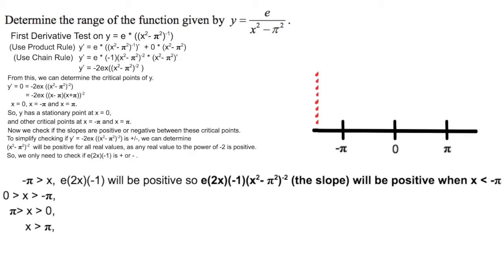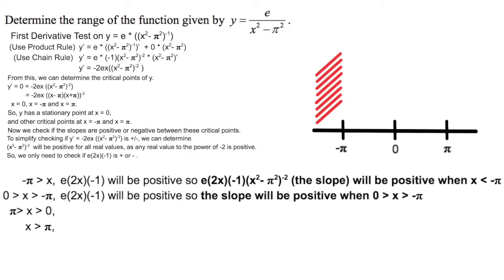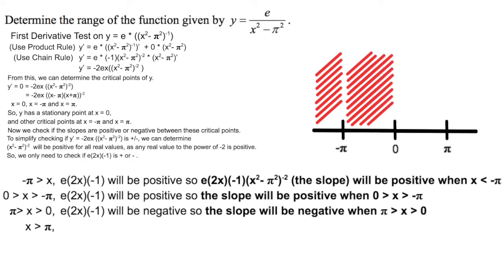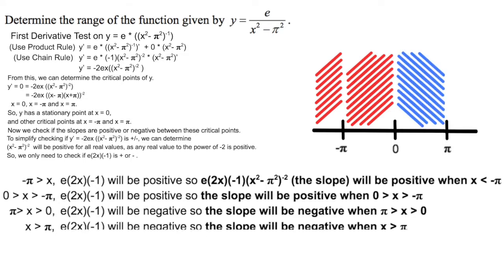So that means the slope will be positive when x is less than negative pi. When x is greater than negative pi but less than 0, e times 2x times negative 1 will be positive. So the slope will be positive when x is greater than negative pi and less than 0. When x is greater than 0 but less than pi, e times 2x times negative 1 will be negative. So the slope will be negative. When x is greater than pi, e times 2x times negative 1 will be negative. So the slope will be negative when x is greater than pi.